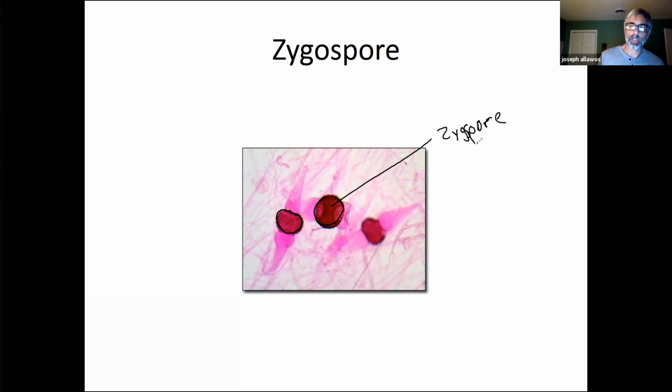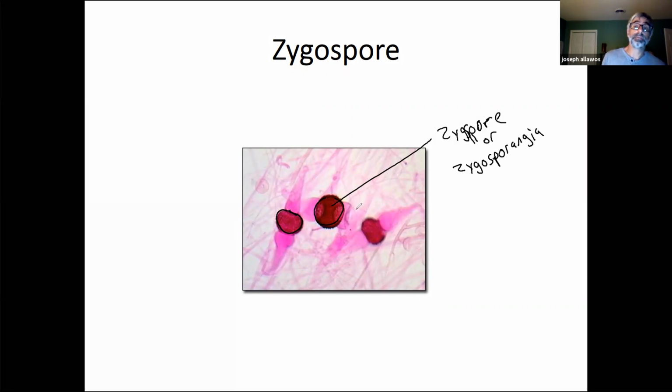That says zygospore, I promise. There we go. Zygospore or zygosporangia. Either one, you can call this. This is the structure that's made during sexual reproduction.